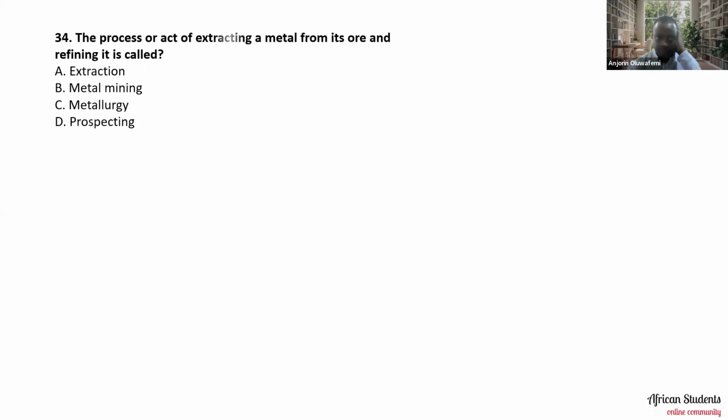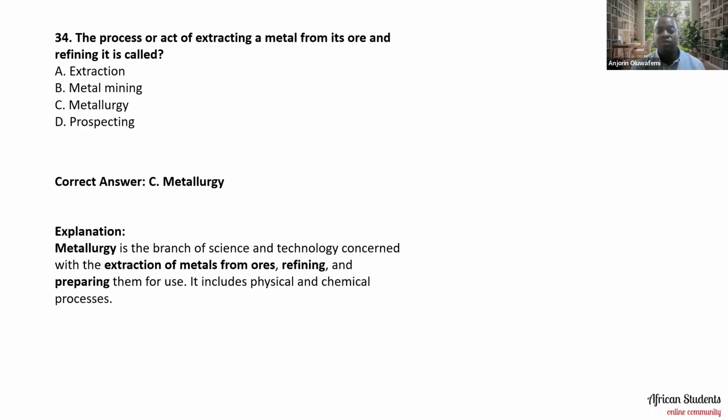The process or act of extracting a metal from its ore and refining it is called A, extraction; B, metal mining; C, metallurgy; D, prospecting. The answer is metallurgy. Metallurgy is the branch of science and technology concerned with the extraction of metals from ores, refining and preparing them for use. It includes physical and chemical processes.